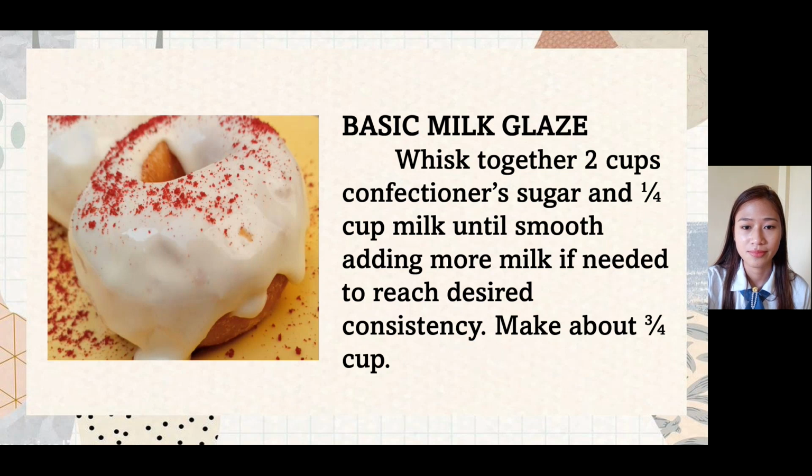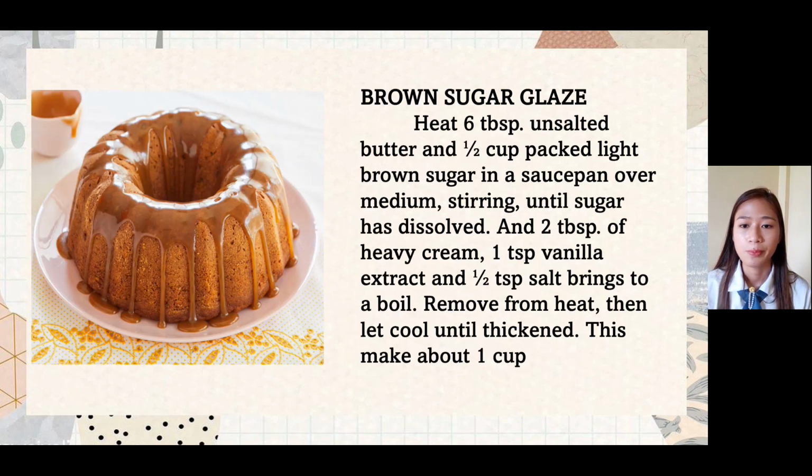Next, brown sugar glaze. Heat 6 tablespoons unsalted butter and 1/2 cup packed light brown sugar in a saucepan over medium heat, stirring until the sugar has dissolved. Add 2 tablespoons heavy cream, 1 teaspoon vanilla extract, and 1/2 teaspoon salt, and bring to a boil. Remove from heat, then let cool until thickened. This makes about 1 cup.